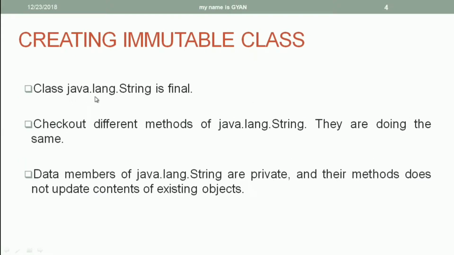The class java.lang.String is a final class. If you look at the source code of the java.lang.String class, you will find that the class String is a final class. And if you check out the different methods of the java.lang.String class, they are doing the same. If they have to make a change in a string object, then they do not change the string object, but instead they create a new string object with the changed content. And this is the property of all the methods of java.lang.String. The data members of java.lang.String are private and their methods do not update contents of existing objects.